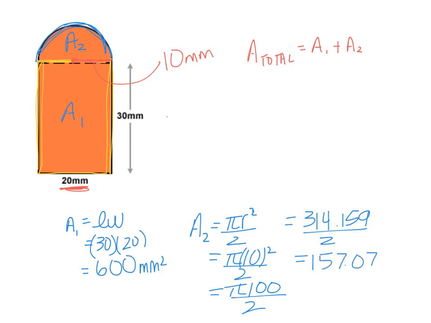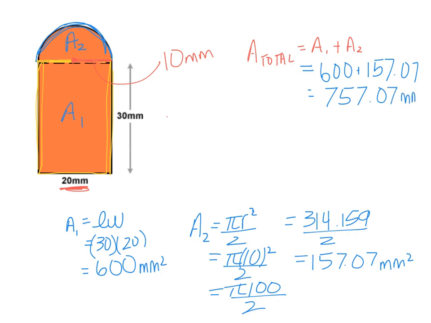And when I divide that by 2, I get 157.07. Now I can substitute into my total area equation. I get 600, oh, I should have mentioned my units of measurement here, millimeters squared. Here I get 600 plus 157.07, and that gives me 757.07 millimeters squared. Okay, so review the steps that I just took to get this. First, I divided up my shape.